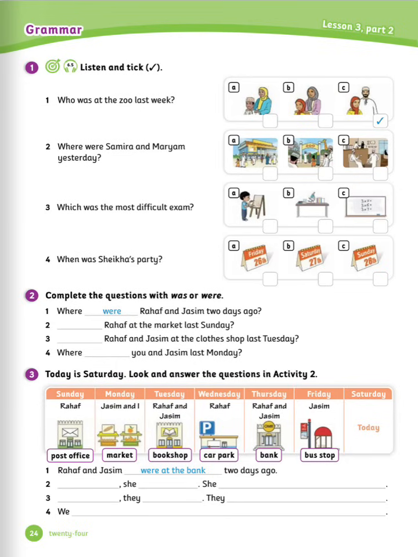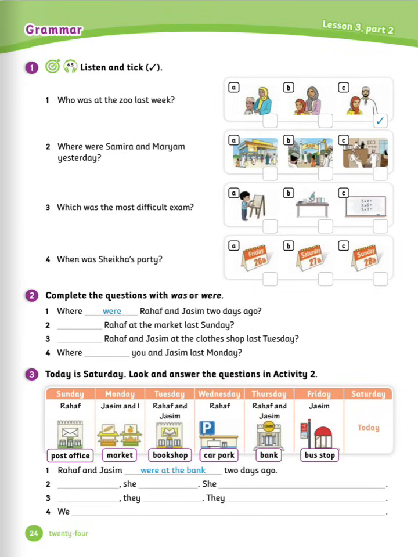Listen carefully. Number 1. Who was at the zoo last week? I was at the market with my mom last week. There were delicious fruit and vegetables. Really? I don't like going shopping. What do you like doing? I love going to the zoo. I was at the zoo with my dad last week. Number 2.